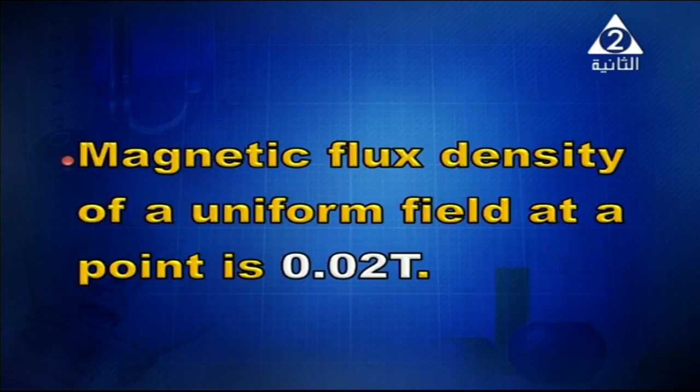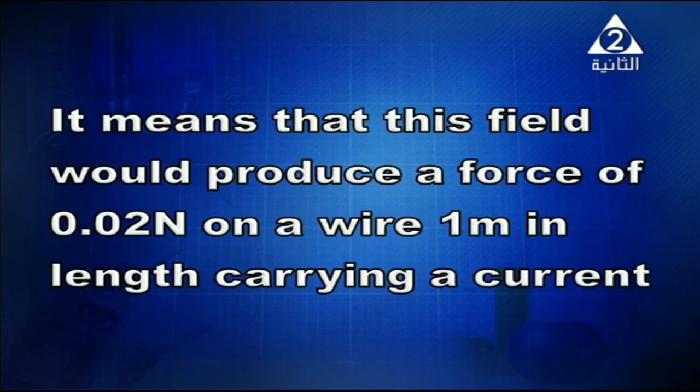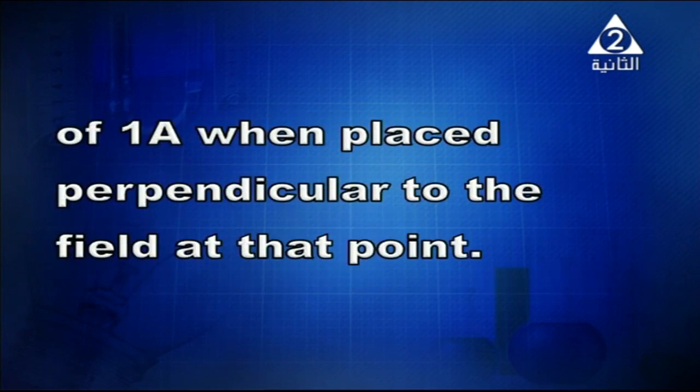What's meant by the magnetic flux density of a uniform field at a point is 0.02 Tesla? Okay, it's all easy. You're familiar with this question. It means this field would produce a force of 0.02 Newton on a wire 1 meter in length carrying a current of 1 ampere placed perpendicular to the field at that point.